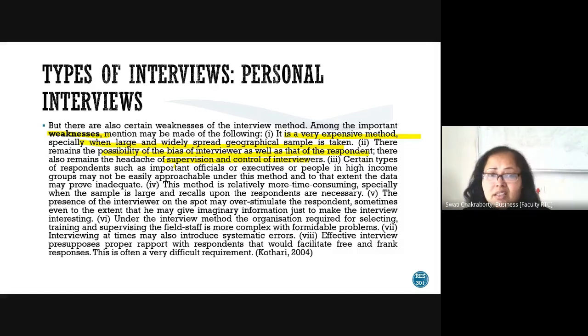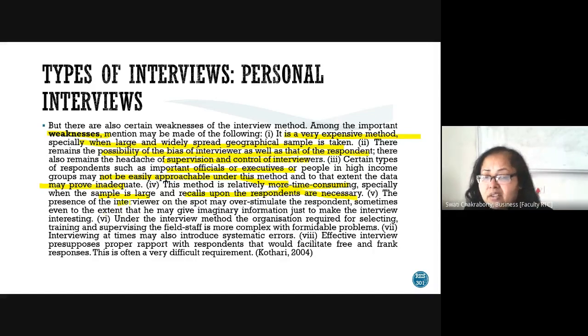Certain types of respondents, especially officials, important officials and executives, people of high income groups, may not be easily approachable in this method. In that case, the data may prove inadequate. It's more time consuming when you have a large sample size, and recalls upon the respondents are necessary when you have to talk to your respondents and take their feedback, right? So then it becomes really difficult.